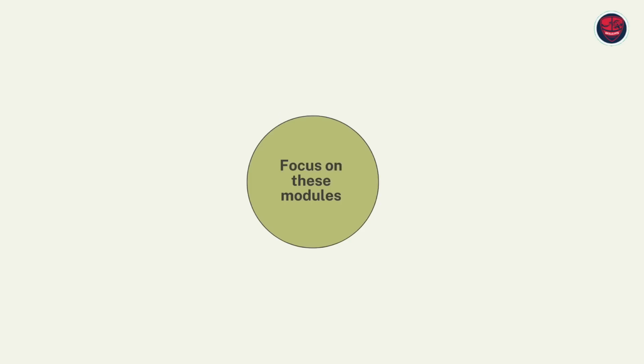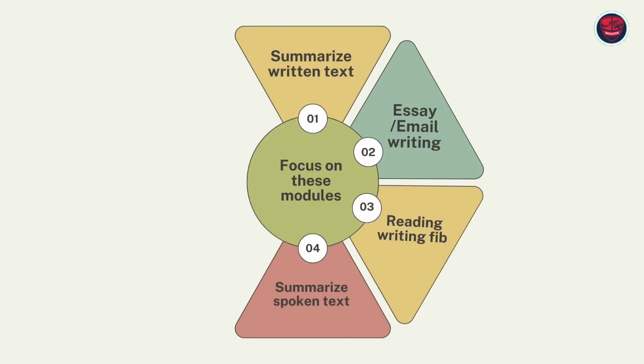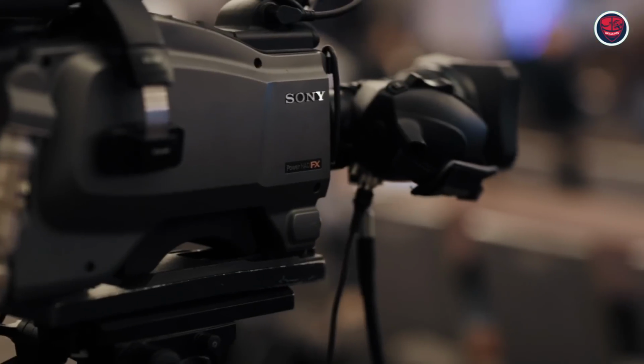When we talk about PTE writing, we need to focus on the 6 modules. First is summarize written text. Second is essay or email writing. Third is reading, writing, fill in the blanks. Fourth is summarize spoken text, listening, fill in the blanks, and write from dictation. These 6 are the problems if you are struggling in your PTE writing module. Well, today let's understand the quick hacks. It's gonna be a short video, quick hack for each of the sections as quickly as possible. I will be taking you through.